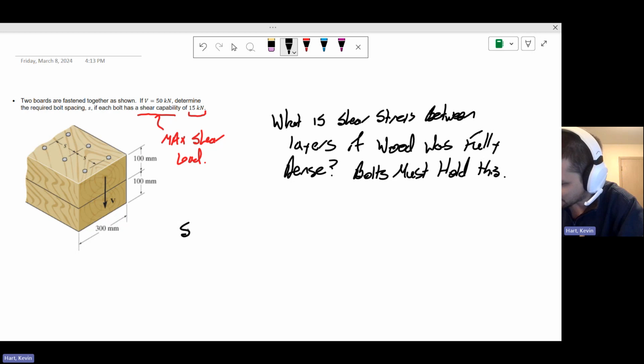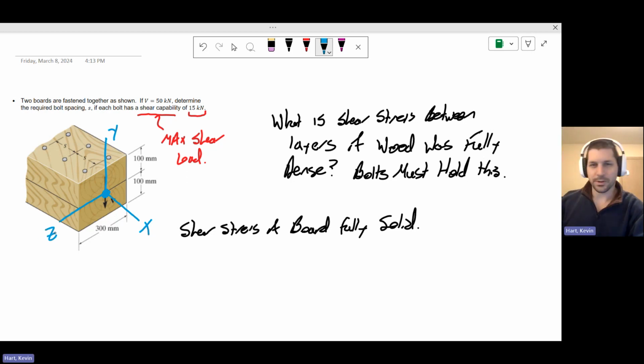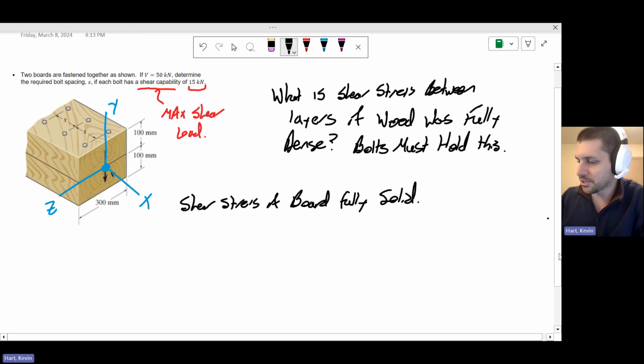So shear stress if the board is fully solid. Let's put a coordinate system here. My coordinate system is going to be right in the middle of the board. We'll use our typical coordinate system here: X coming out, Y up, and Z to the left. There we go, with our nice little right-handed coordinate system. So let's get on with it. Here I'm looking for transverse shear.